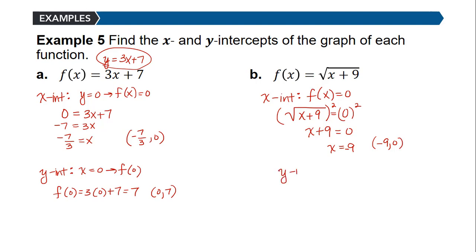The y-intercept, find f of 0. f of 0 is equal to the square root of 0 plus 9, which is the square root of 9, or 3. So f of 0 equals 3 corresponds to the ordered pair (0, 3).